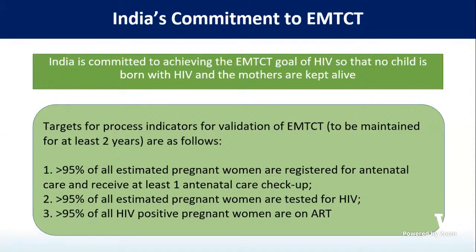The second target is more than 95% of all estimated pregnant women are tested for HIV. So both these targets, we need to ensure that through the RCH program, right from sub-center level up to the medical college hospitals and at the community level, the pregnant women are registered and they are screened for HIV. The ones who are found reactive are confirmed, and more than 95% of such HIV positive pregnant women are initiated on antiretroviral treatment at the earliest.